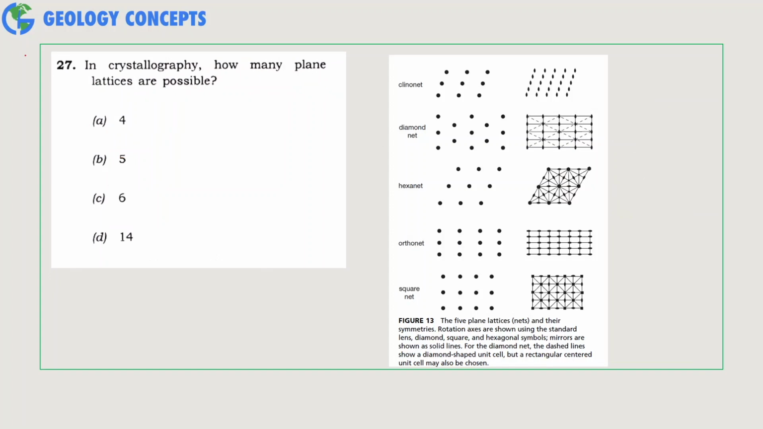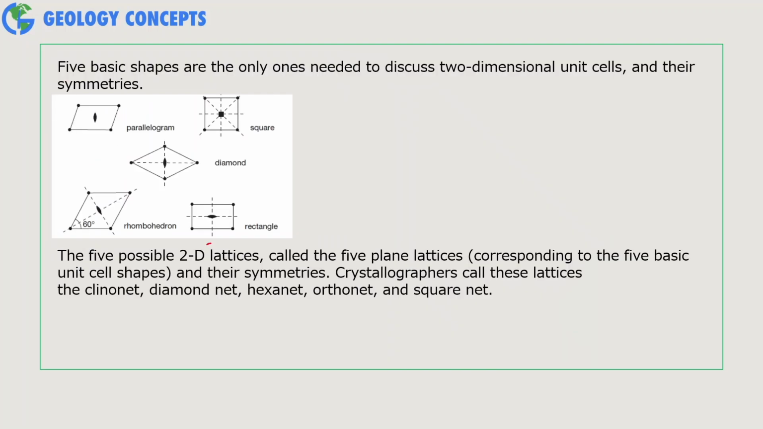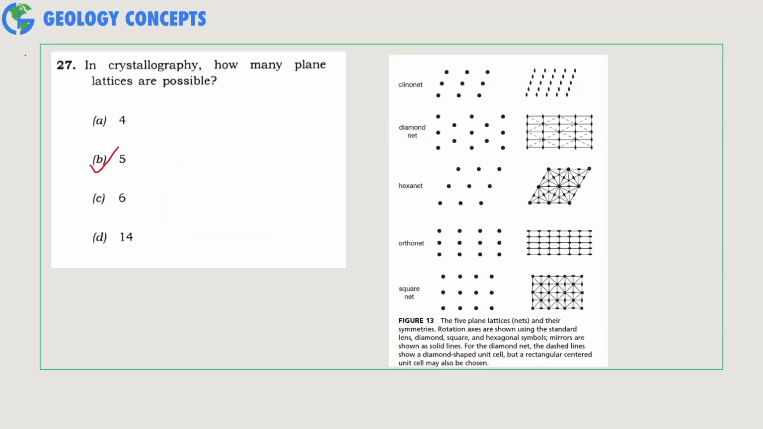In crystallography, how many plane lattices are possible? So in crystallography, there are five possible 2D lattices called the five plane lattices, which correspond to the five basic unit cell shapes, that is parallelogram, square, diamond, rhomb, and rectangle, and their symmetries. Crystallographers call these lattices clinonet, diamond net, hexanet, orthonet, and square net. So there are five possible plane lattices. Option B will be the right answer.